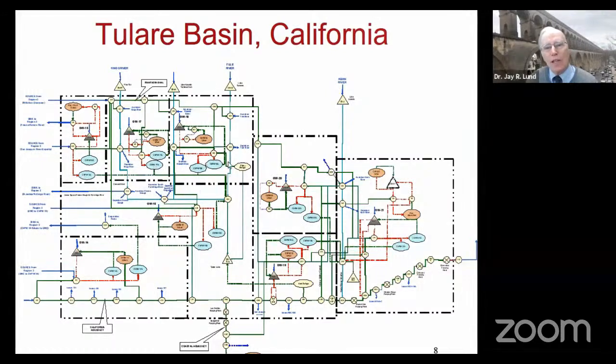But this is just a small part of the statewide system, but it gives you a sense for the amount of detail that we had to go into, that the many students had to go into in order to quantify this system and interrelate all the many different parts.